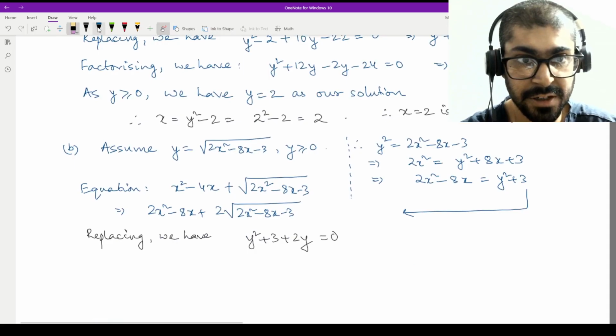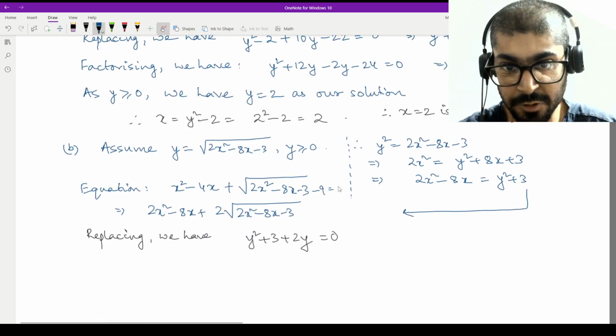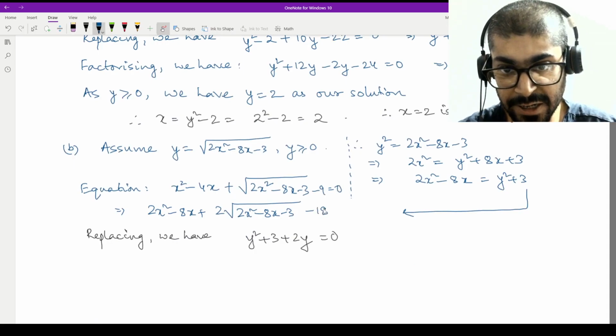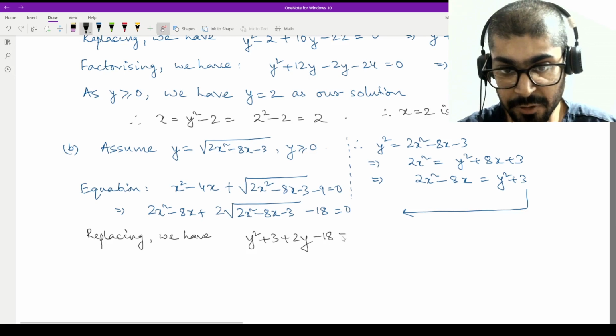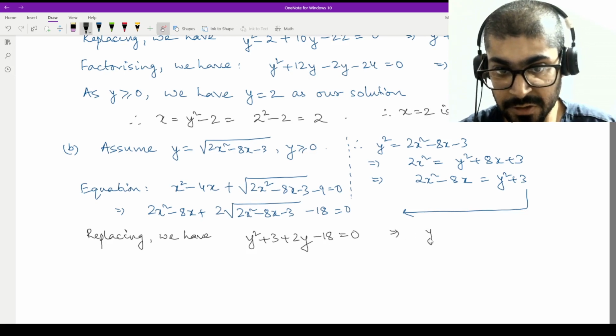Just adjust the terms here. Minus 9 equal to 0. This will be minus 18 equal to 0. So here we will just have one more term, minus 18 equal to 0. That should give us y square plus 2y minus 15 equal to 0.